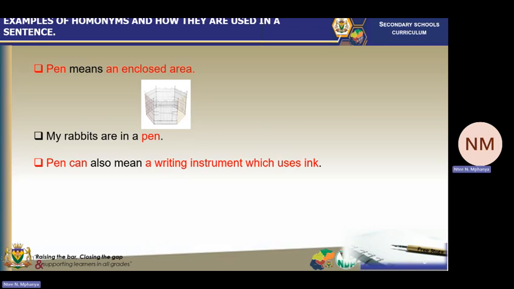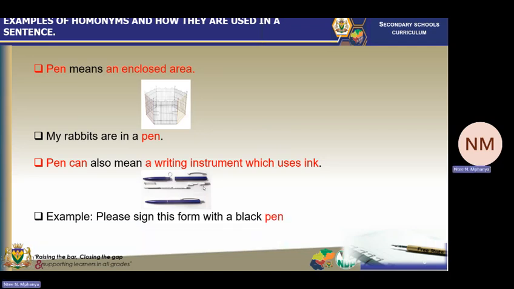Pen can also mean a writing instrument which uses ink. Here is a pen. We use this instrument to write. An example: please sign this form with a black pen. Look at the spelling, P-E-N, and also for the pen, an instrument, is P-E-N. Therefore, the same name, but we use it for different purposes. These are the homonyms.